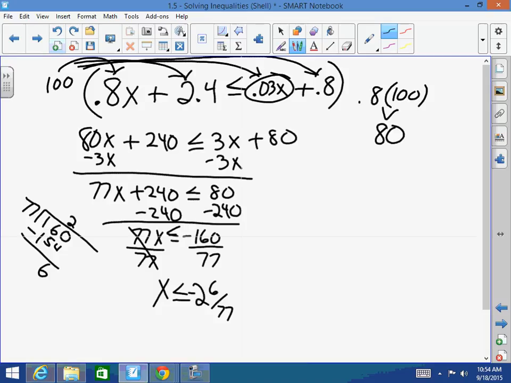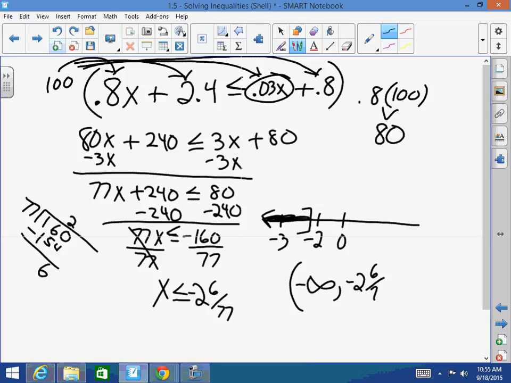Yes, make these into a mixed number, please. And then my graph, that's between negative 2 and negative 3. It's about here, less than or equal to, so it's a bracket, shaded to the left. Interval notation, parentheses, negative infinity, to negative 2 and 6/77ths. Does that make sense, gentlemen?